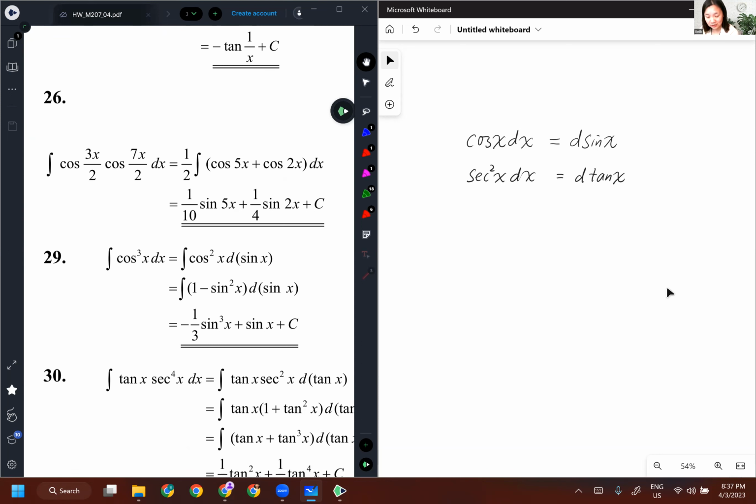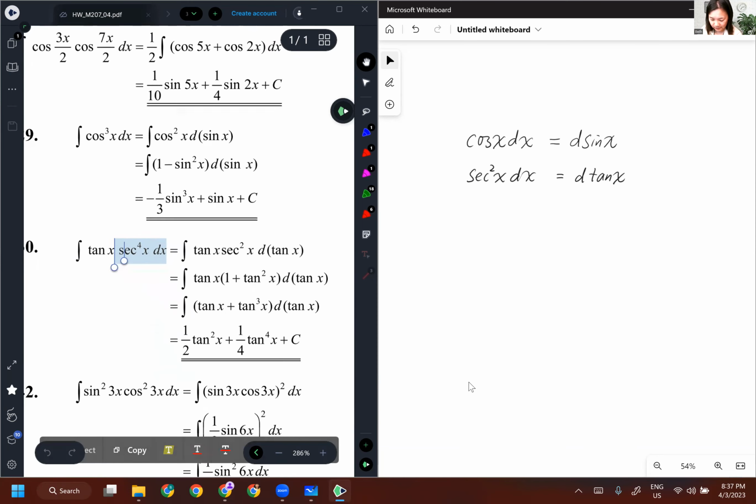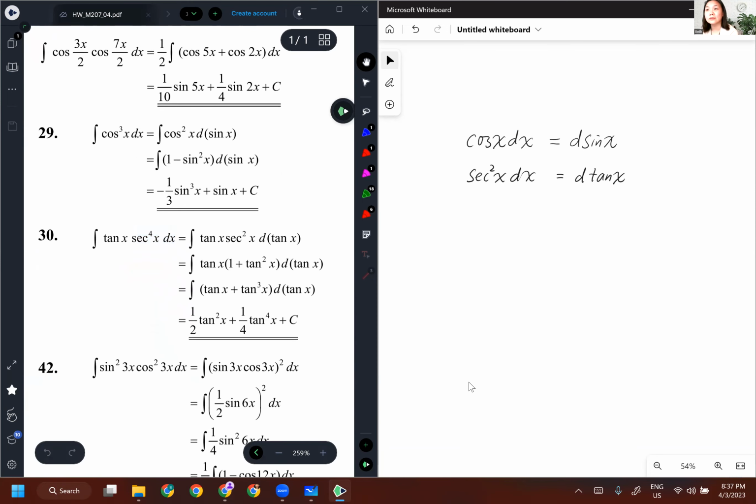That part is used in question 30, right? You can see the power 4 becomes power 2, and dx is changed to d tangent x, right? There shouldn't be u something, right? I don't know. You let me know.